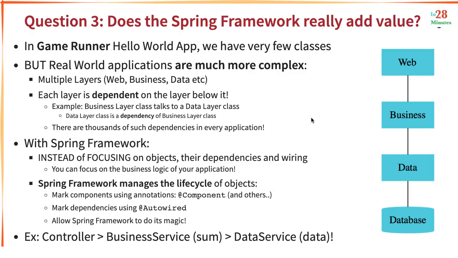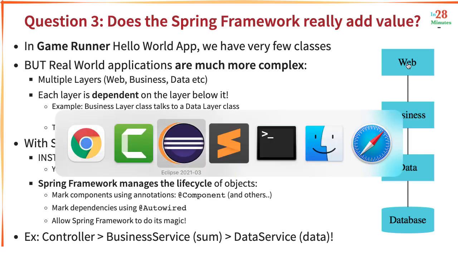Welcome back. What we want to do is to build a simple flow. I want to build a simple flow involving a controller, a business service, and a data service. Business service and data service are example classes in the business layer and the data layer. The controller class typically would be present in the web layer. What we want to do is to build a simple web app. How do we do that?